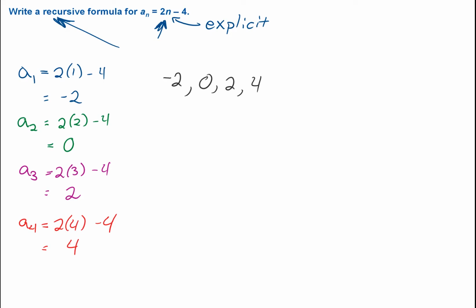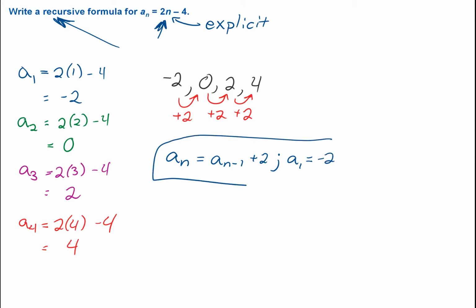How do I get to the next one? Well, it's not so difficult. I just add 2. The pattern is just add 2 to the previous term. A sub n is equal to the previous term plus 2, so long as you start at -2.